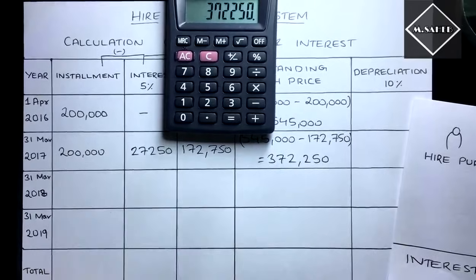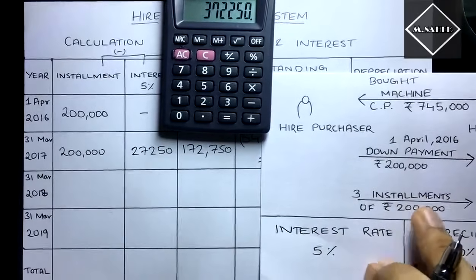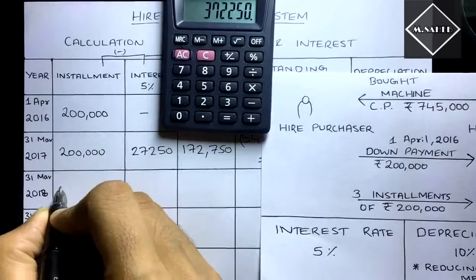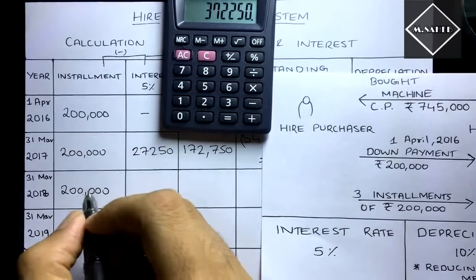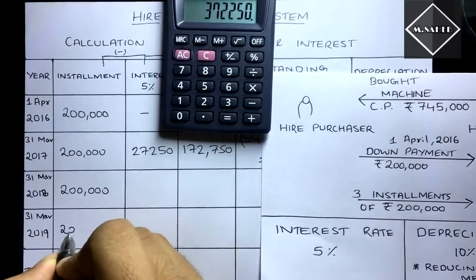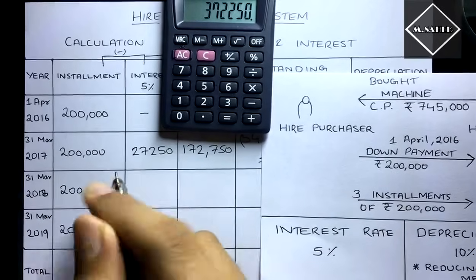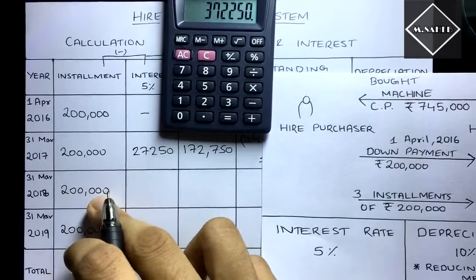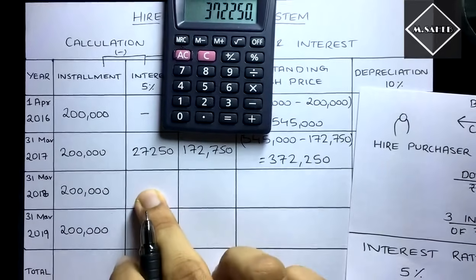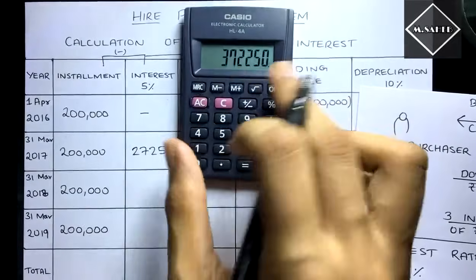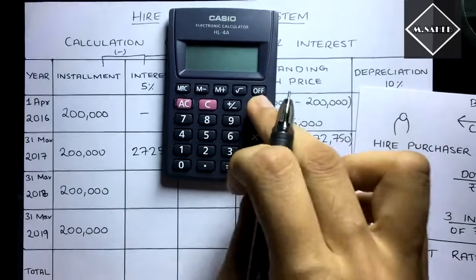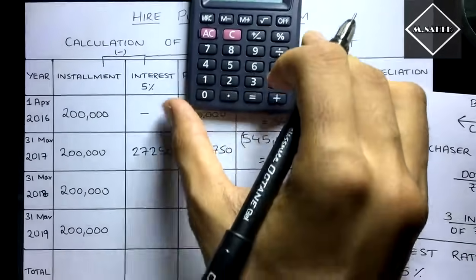At the end of the next year, again an installment became due of 2 lakh. They said 3 installments, right? So 1, 2, 3. So I'll directly write it over here, 2 lakh. So the 2 lakh installment became due, and then you have to calculate the interest. Same procedure: calculate the interest on the outstanding cash price. 3,72,250 into 5% is equal to 18,612.50.